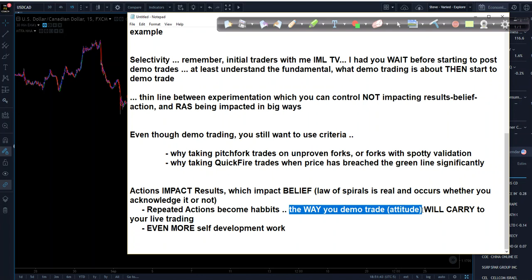You're making impressions. Every time you do something, you're making an impression in your subconscious mind. And when you start taking lottery ticket trades, you're going to have even more self-development work to do. All right, that's it. Just wanted to touch up on a few of those things that should tighten up some of your trades.